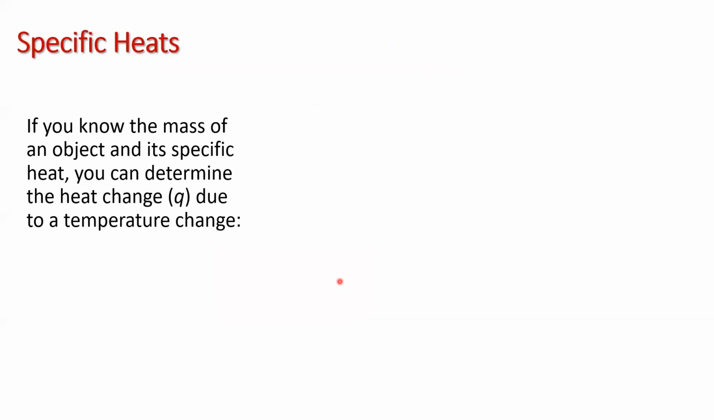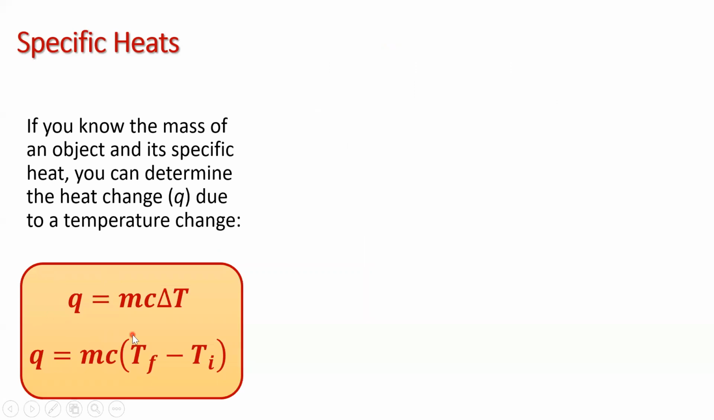Now let's do some problems. If you know the mass of an object and its specific heat, which you could look up on a table if it wasn't given to you in a question, you can determine the heat change, Q, due to a temperature change, delta T. Here's our equation. We just manipulated the equation from the last slide to solve for Q instead of C. So the amount of heat or energy required to raise the temperature of X grams, knowing the specific heat and knowing the temperature change.